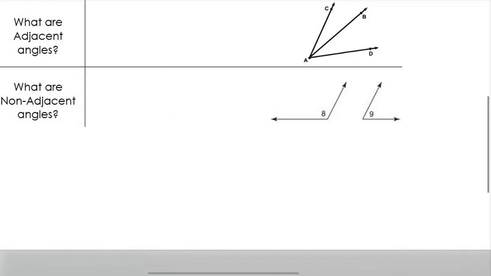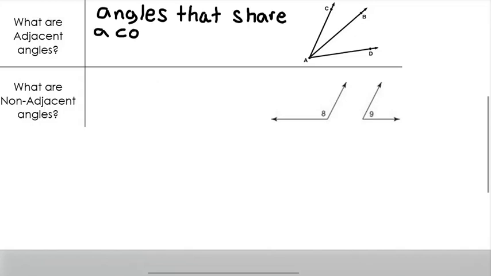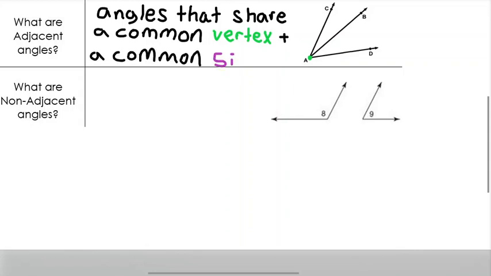So adjacent angles are angles that share a common vertex. A vertex is the point right here where the two angles meet. So this is called a vertex. Adjacent angles share a common vertex, and they also share a common side. You can see here, they share this side, A to B, that common side. So these two angles are adjacent angles.